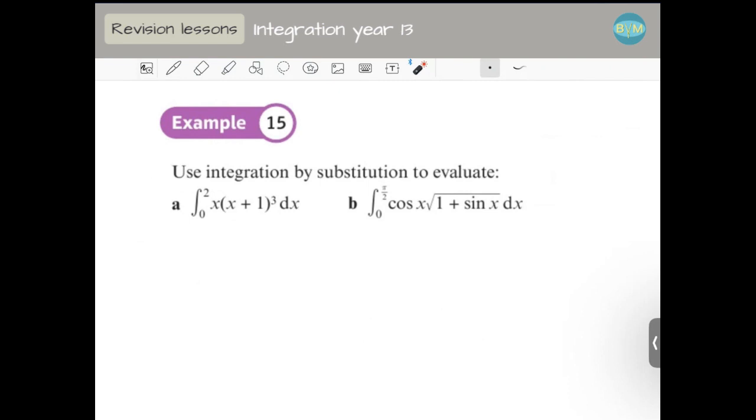So I'm going to use substitution. What do you think is going to be the substitution? Who can tell me? Would it be x plus 1? Exactly, x plus 1. That's the substitution.